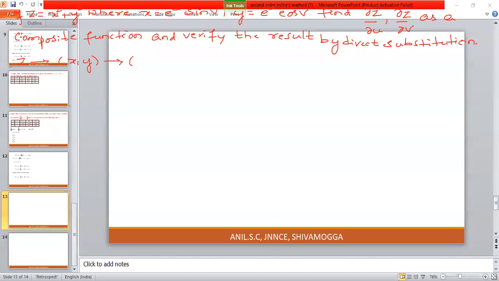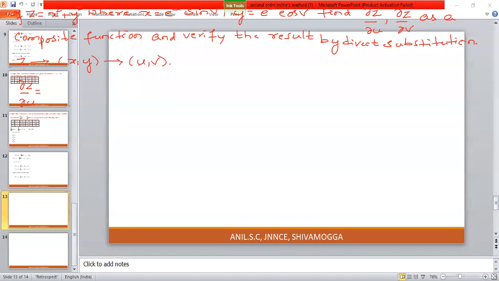Both x and y are functions of two variables, u and v: x is equal to e power u into sin v and y is equal to e power u into cos v. Therefore, z is a composite function of two variables, u and v. We find del z by del u and del z by del v through x and y. First, we find del z by del u through x and y.